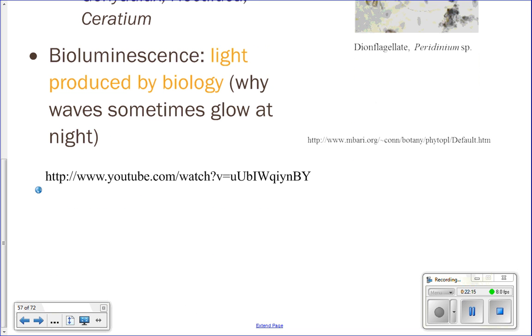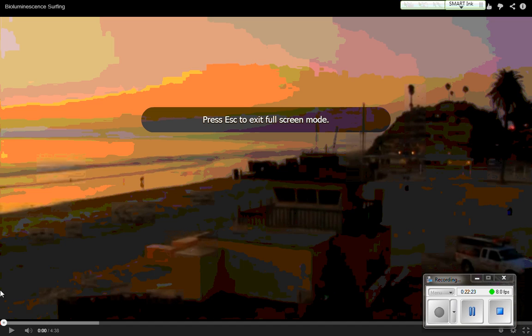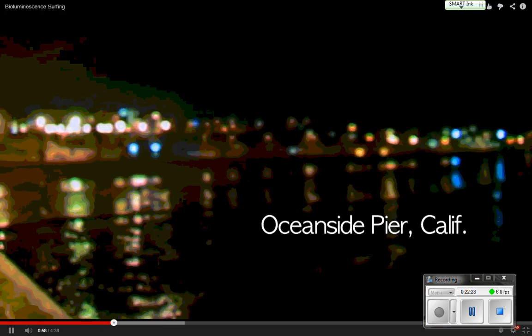Let me show you a short little video here. Yes, these typically happen during the summer. So let's fast forward here. These are people surfing during the red tide, and you can see the waves glowing. See the blue? Those are the dinoflagellates producing that light.